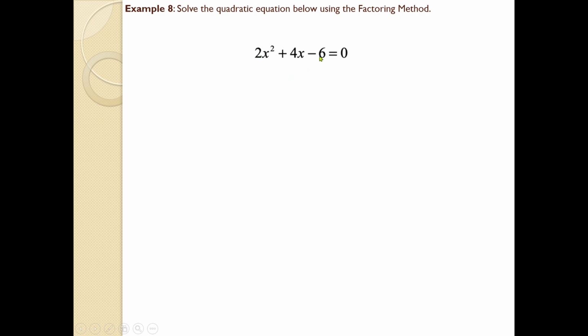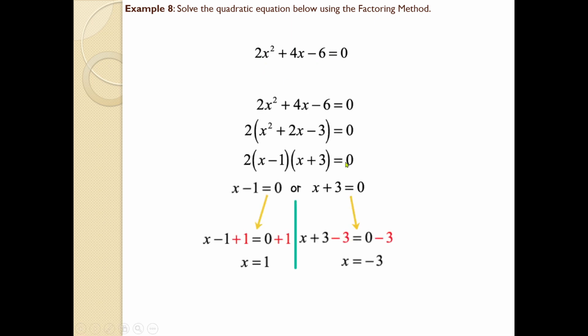See, these three numbers are divisible by 2, so it can be written as 2 into x square plus 2x minus 3 equal to 0. So it will be x minus 1 and x plus 3. Now you can solve these two to get the particular value.